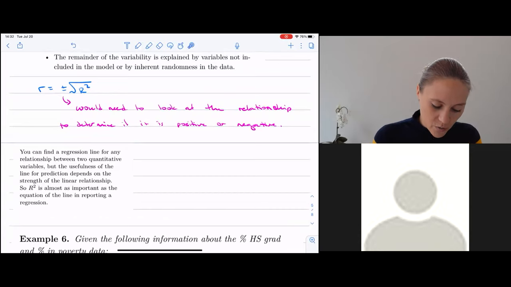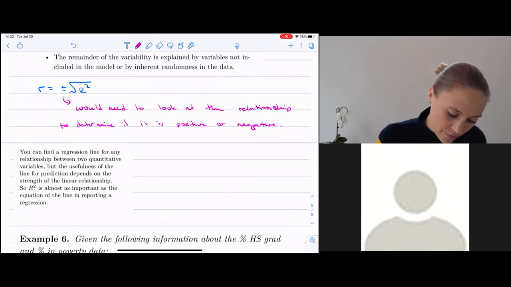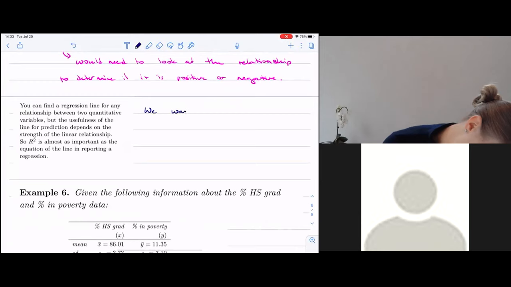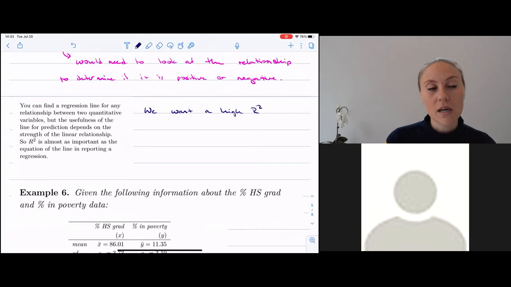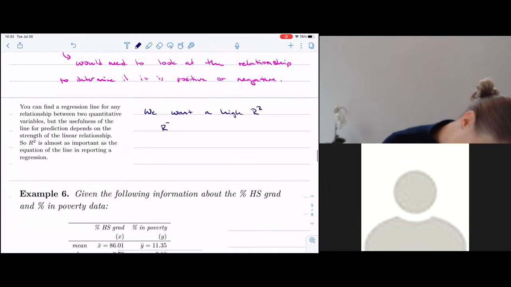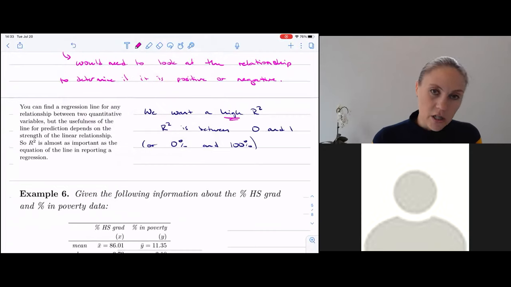So the R squared tells us how good of a job our line does at predicting values. For that reason, we want a high R squared. Notice that because the correlation is between negative one and one, R squared is between 0 and 1, or 0% and 100%. So we want a high R squared.